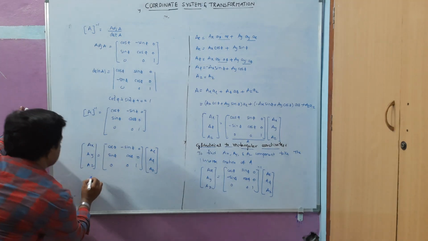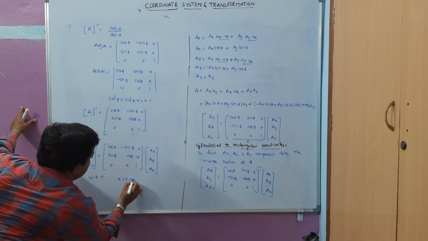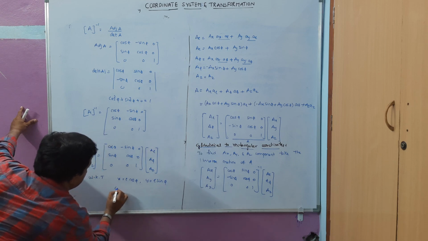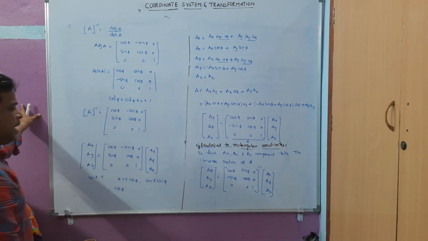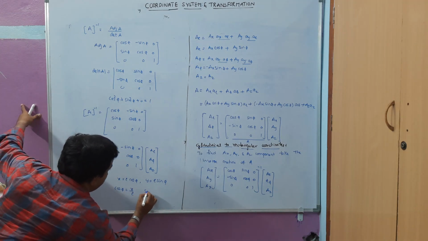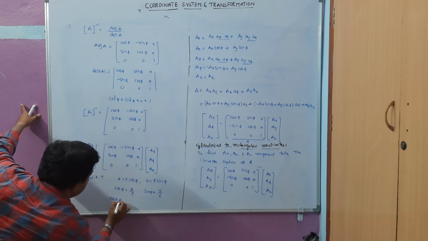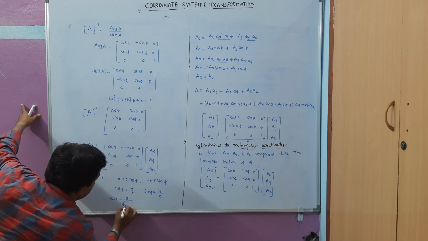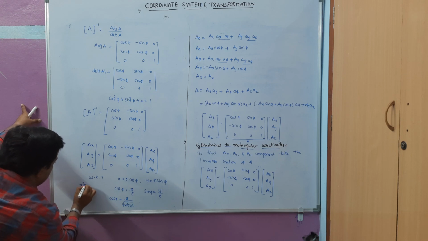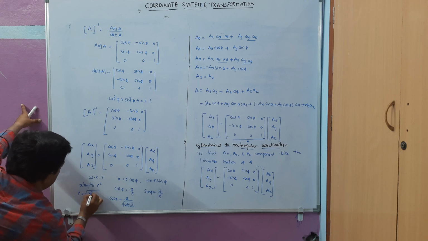We know that x is equal to rho cos phi and y is equal to rho sin phi. I am going to replace the cos phi and sin phi values here. Cos phi is equal to x by rho, sin phi is equal to y by rho. That is, cos phi is equal to x by square root of x square plus y square. Already we know the value of rho: x square plus y square is equal to rho square.